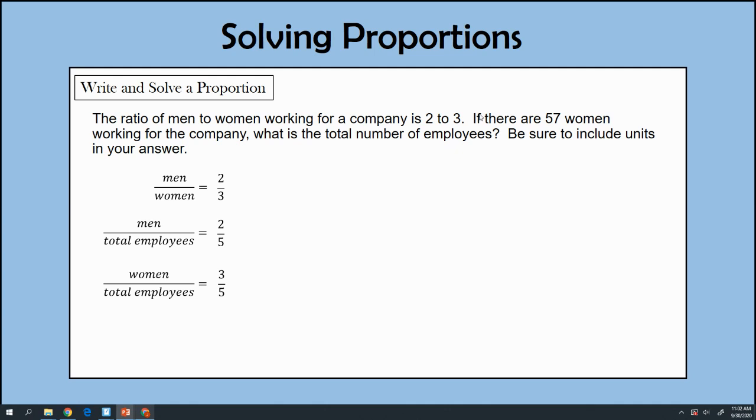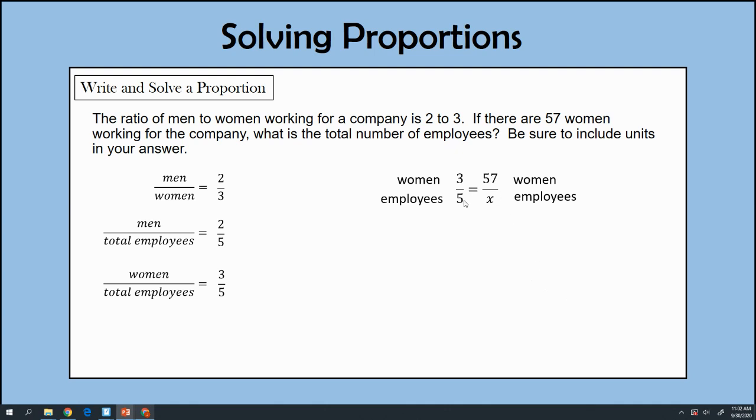Okay, so that's kind of a key catch there. So if you look at what they're asking, they're saying, okay, if there's 57 women working for the company, what's the total number of employees? So which one of these do we want to use here? Well, we want to use the one that has women compared to total employees. Okay, so we're going to go women to employees, and my second ratio is going to be women to employees. So I know the ratio of women to employees is 3 to 5. I want to know how many employees, x, when 57 of these employees are women. So 3 out of every 5, 57 out of how many would be the same ratio?